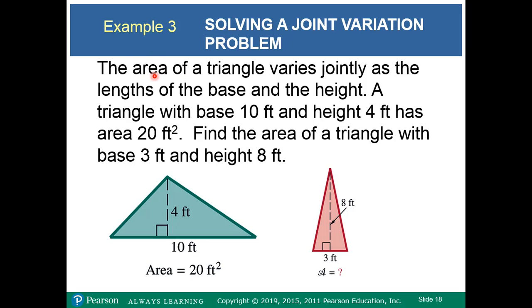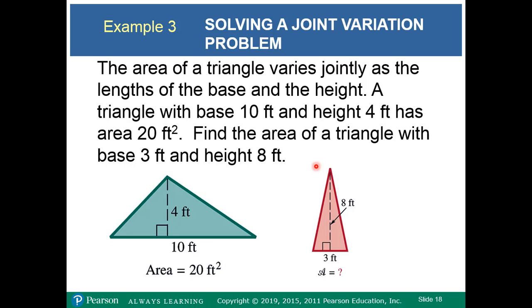Okay, so what do we have here? The area varies jointly as the length of the base and the height. So let's say B is for base and H is for height. So we know that this is going to be of the form A equals some constant K times B, the base, times the height.